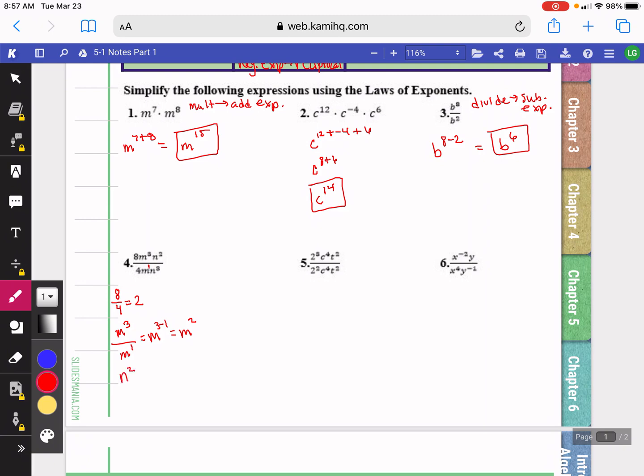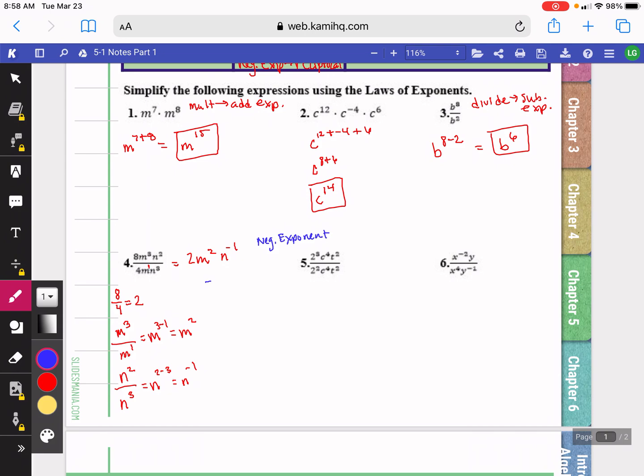And then we have n squared over n cubed. So we're doing 2 minus 3, which is n to the negative 1. So I'm going to put all of these together. So our answer is going to equal 2m squared n to the negative 1. Now here there's an additional step because we don't want negative exponents. So when you have a negative exponent, you're going to write your answer as a fraction, and you're going to move whatever has a negative exponent to the denominator.